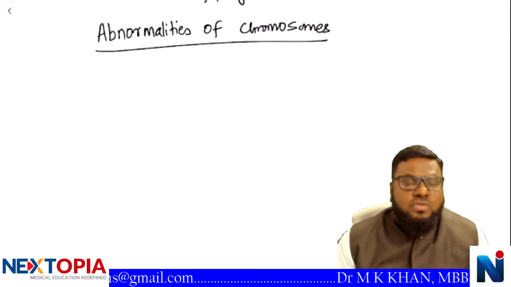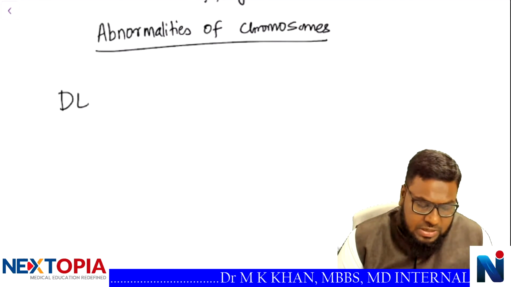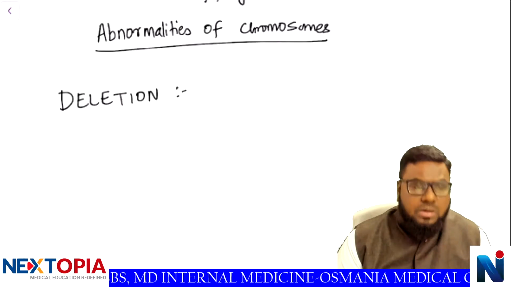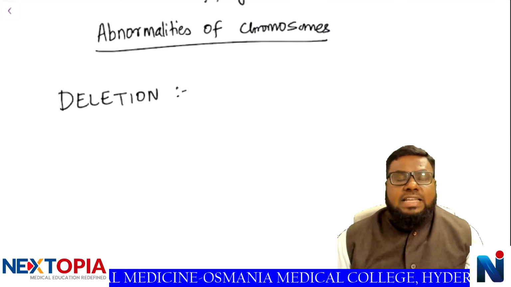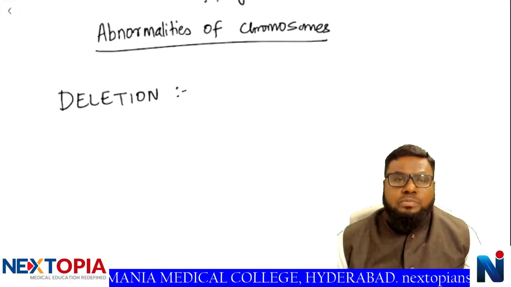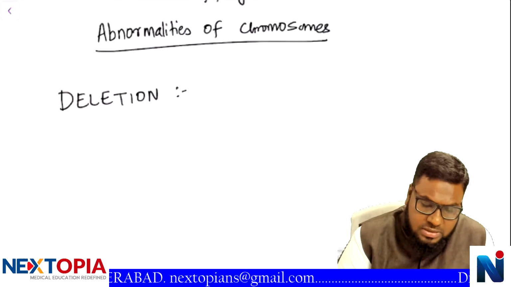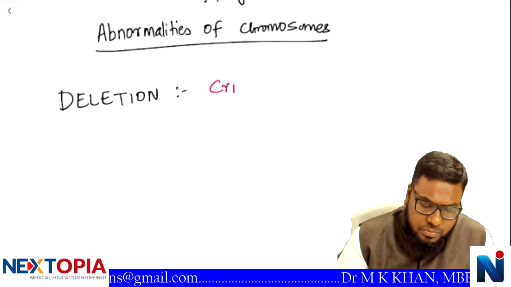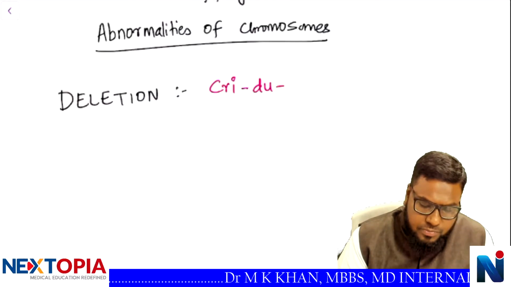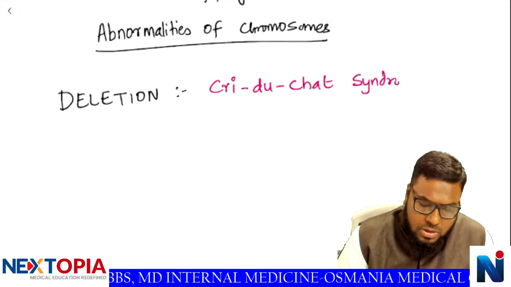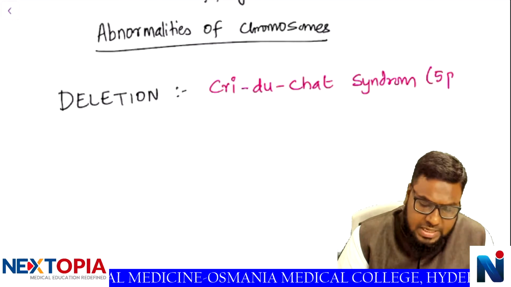The abnormalities of chromosomes include, first, deletion. The name itself indicates that there is loss of some segment of a chromosome. For example, in a syndrome called Cri-du-chat syndrome, there is a 5p deletion.